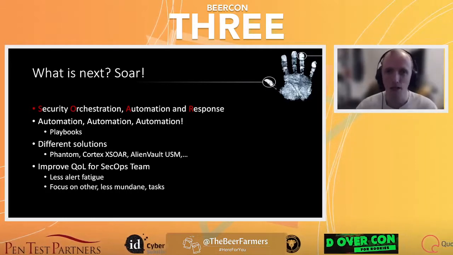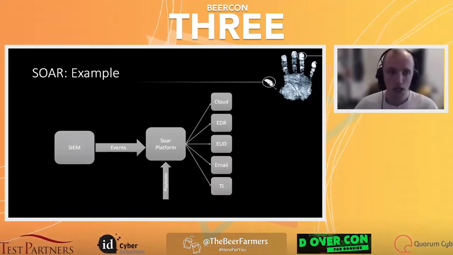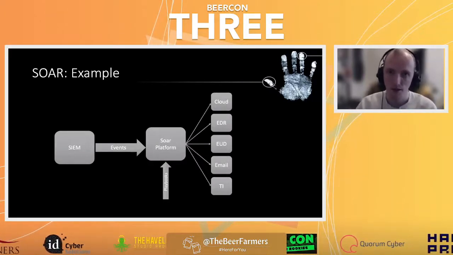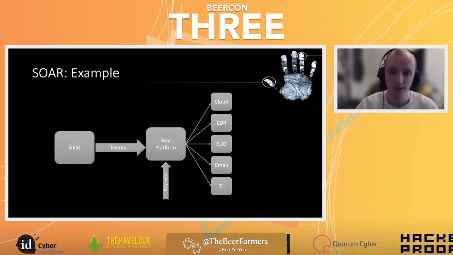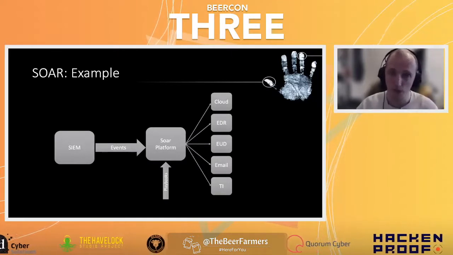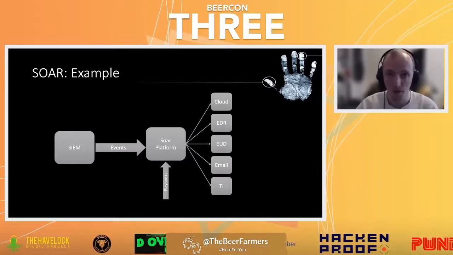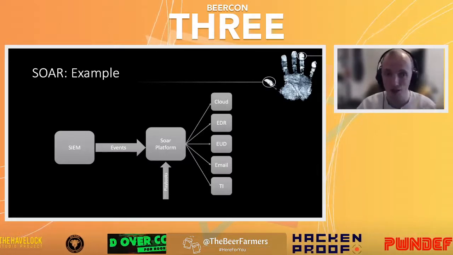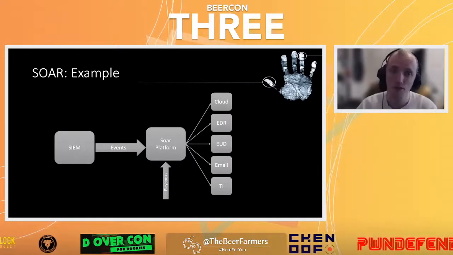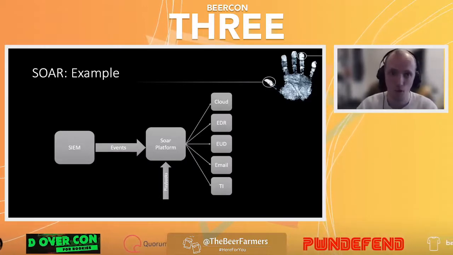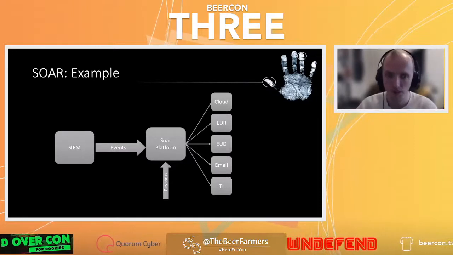Now, how does it look in practice? Basically, you have a SIEM, as explained here on the screen, a SIEM that has all events I've seen before, for example, events from OSquery or from CrowdStrike, something else. And the SIEM, instead of alerting on PagerDuty and Slack, can send those events to a SOAR platform. Now, the SOAR platform, as mentioned before, has different playbooks. Let's say, for example, it has a playbook for phishing.